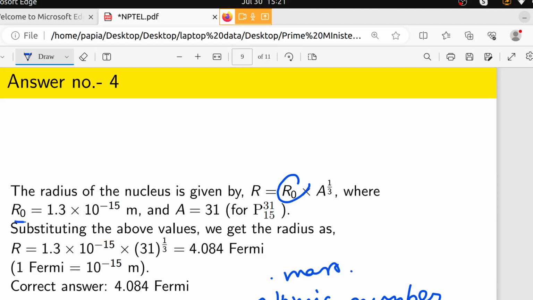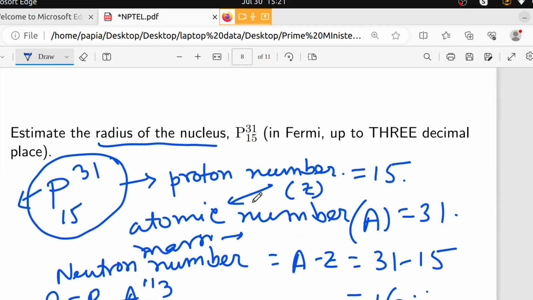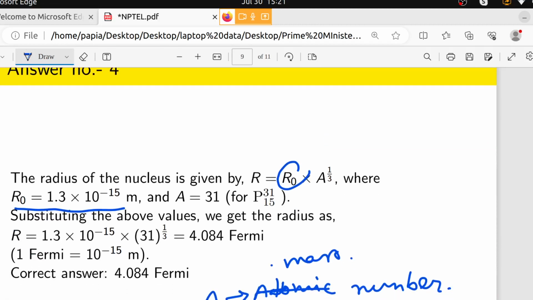Here, what is R0? R0 is the average nuclear radius. R0 is 1.3 times 10 to the power minus 15 meter. And what is Fermi? As mentioned in the question, the unit should be in Fermi. So 1 Fermi is 10 to the power minus 15 meter. So if I write R0 equals 1.3 times 10 to the power minus 15 meter, then R0 equals 1.3 Fermi, right? So if I put that value in the expression, and we have A equals, what was that A?